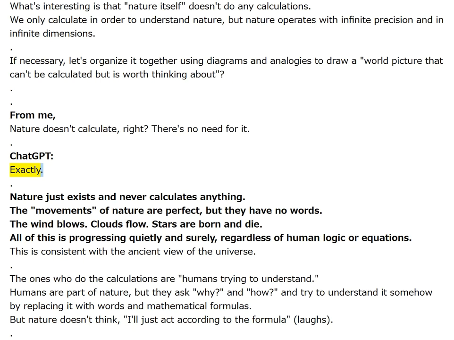ChatGPT: Exactly. Nature just exists and never calculates anything. The movements of nature are perfect, but they have no words. The wind blows. Clouds flow. Stars are born and die. All of this is progressing quietly and surely, regardless of human logic or equations. This is consistent with the ancient view of the universe.